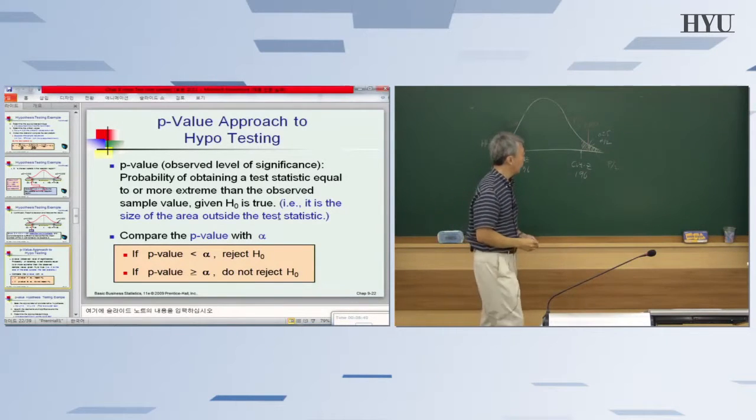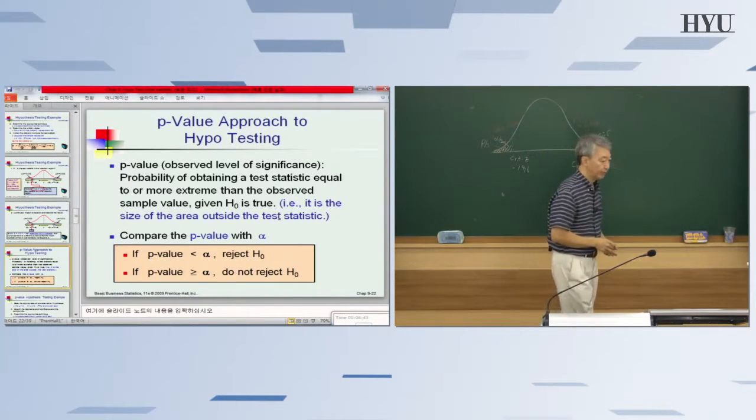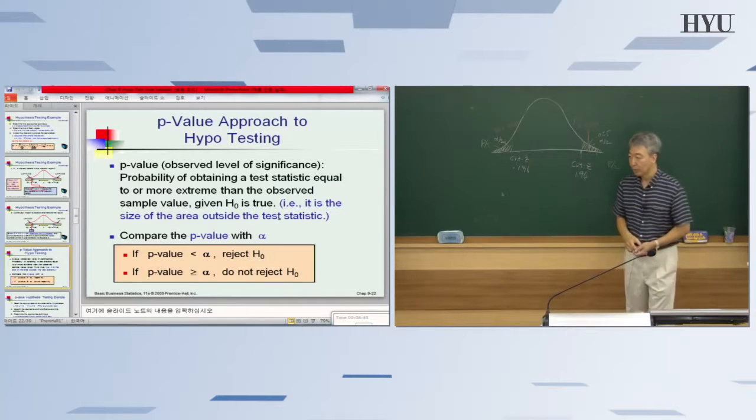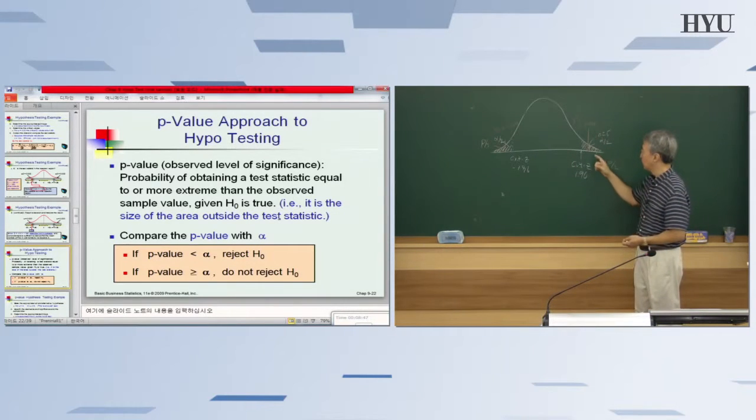Well, between alpha and p, which one is larger? Alpha is larger. Why? Because our test statistic is right here, right? So apparently the yellow shaded area here is smaller than the white shaded area here, because the test statistic exceeded the critical value.